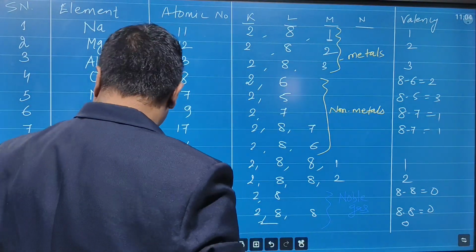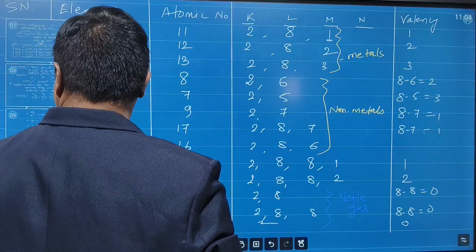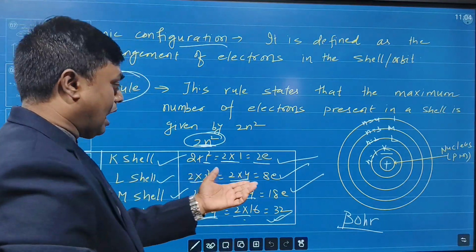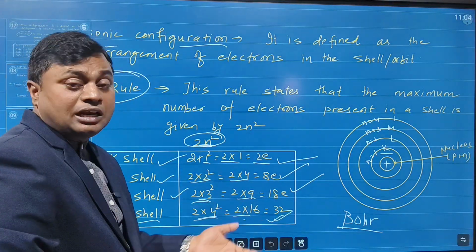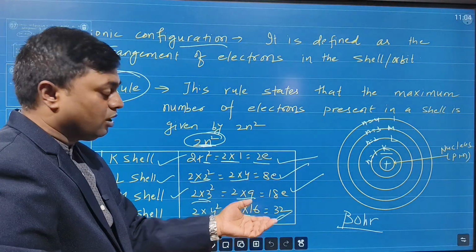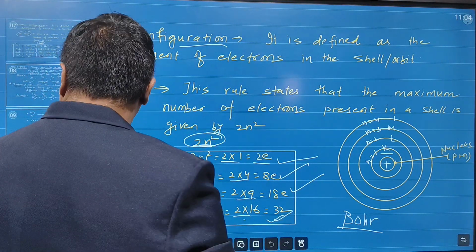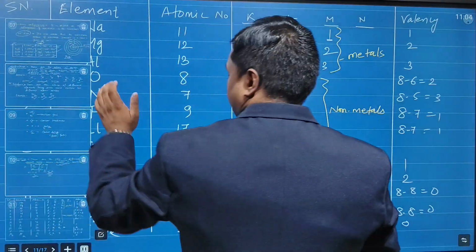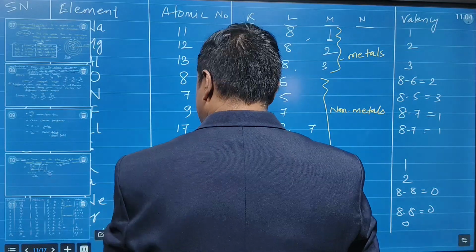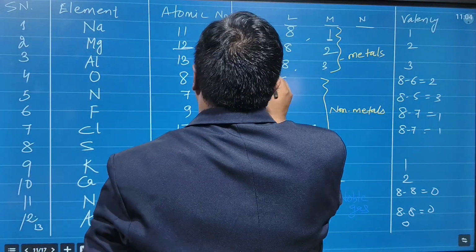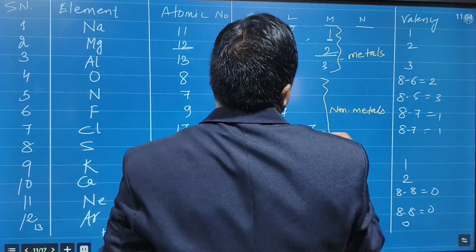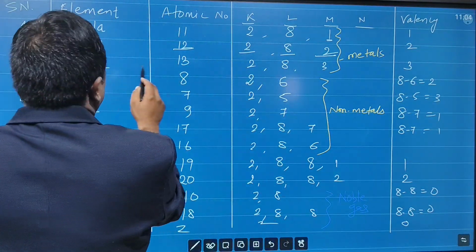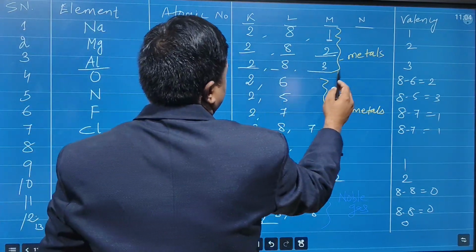Yes or no? Here we just discussed: the first shell can have how many electrons? 2 electrons. The second shell can have a maximum of 8 electrons, the third shell 18, the fourth shell 32. So this is according to the 2n² rule. Similarly, magnesium: atomic number is 12, electronic configuration 2, 8, 2. Yes or no? Aluminium: atomic number is 13, so 2, 8, 3.